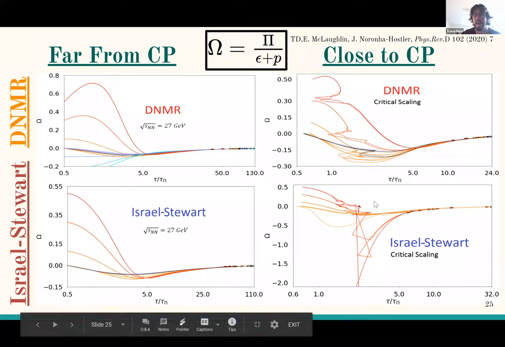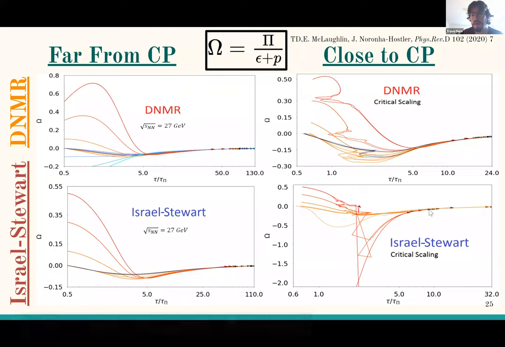So in that sense, the omega at least seems robust, even for Israel Stewart, which is quite interesting. But you could see the effects of critical scaling even in the DNMR case as the system passes through the critical points. So here, at about one step in its scaled time, it passes through the critical point right around here. You could see that effect, which is also quite interesting.